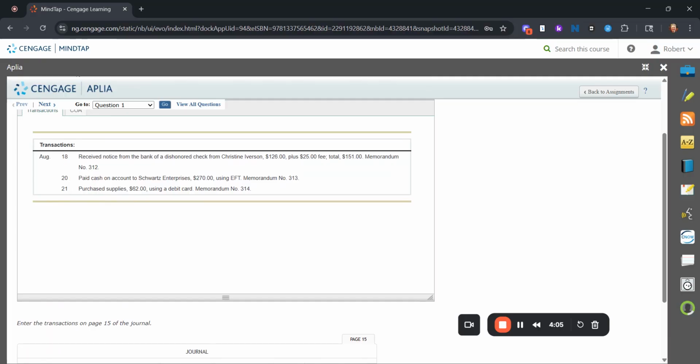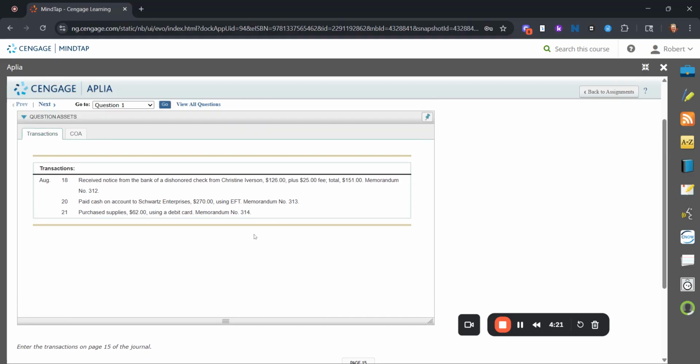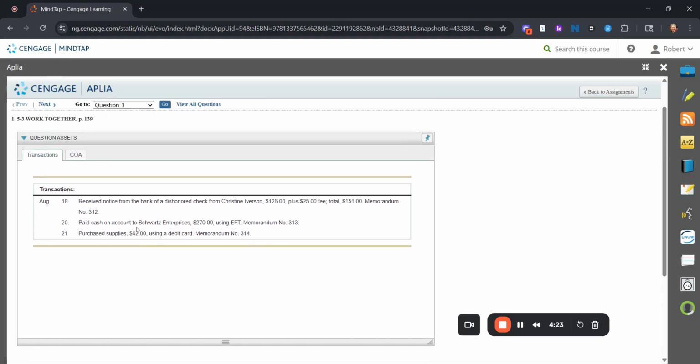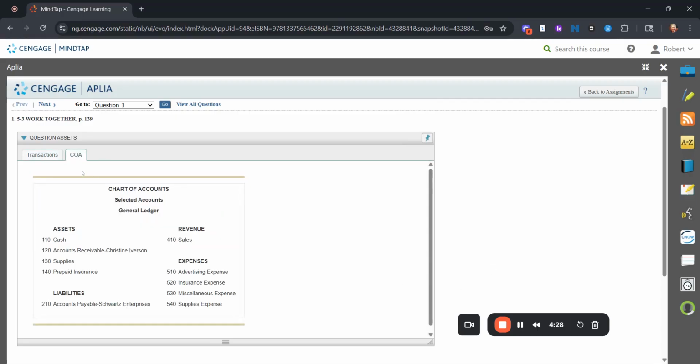So now the next one, August 20th, paid cash on account to Schwartz Enterprises, $270, using EFT, electronic funds transfer. Basically, money comes out of the account immediately. Memo 312. So paid cash on account. So that means that was an accounts payable, but you can look at the chart of accounts if you need to. A liability, accounts payable, Schwartz Enterprises. So that's going to be the account title that we're going to use.